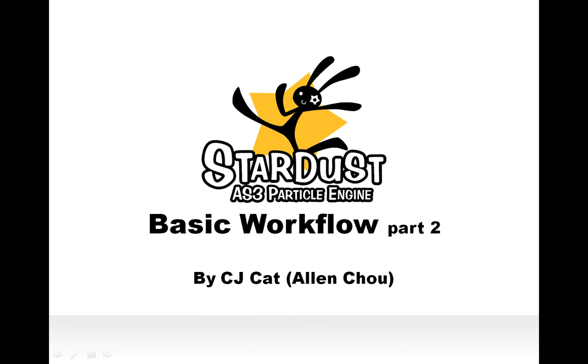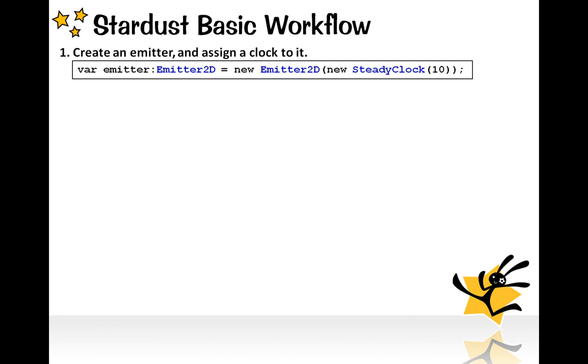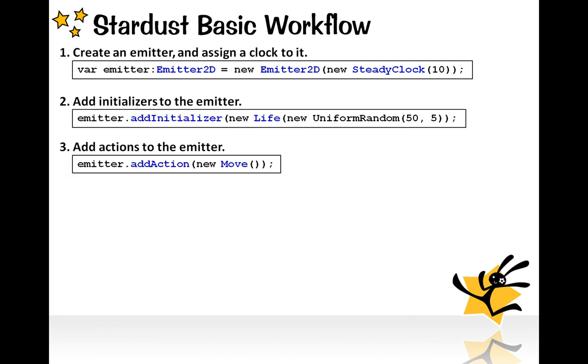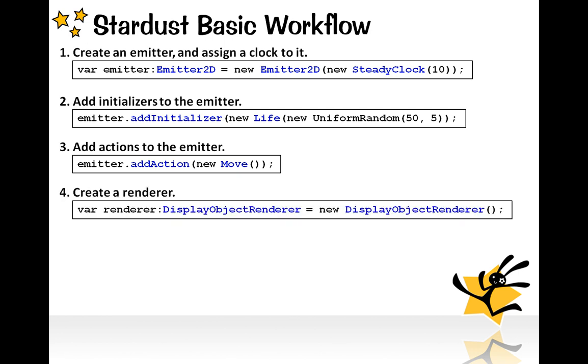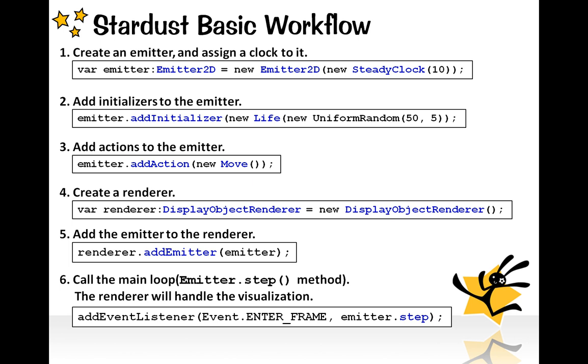Alright, now let's look at the basic workflow of Stardust. First, you create an emitter and assign a clock to it. Then you add initializers to the emitter and add some actions to the emitter. Next, you create a renderer and you add the emitter to the renderer. Lastly, you repeatedly call the main loop, which is the step method of the emitter object, and the renderer will handle the visualization automatically.